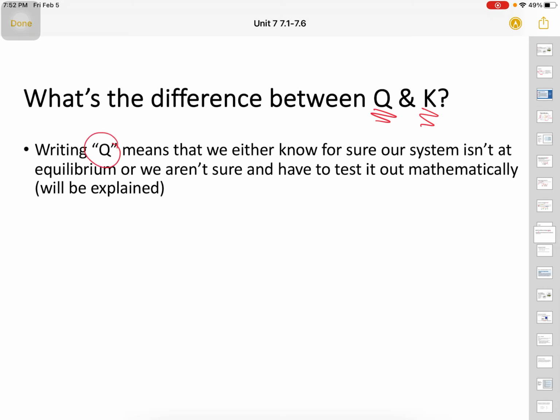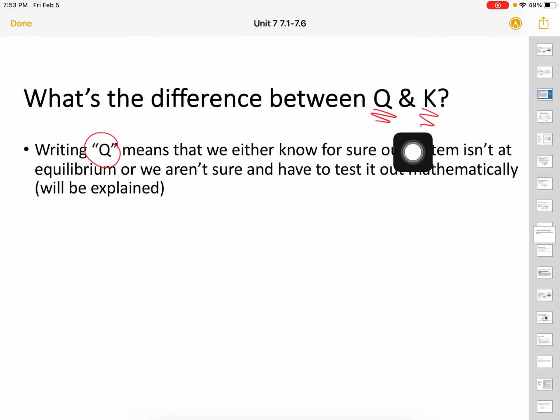Q means one of two things. We either know for sure that our system isn't at equilibrium, like currently, or we're not sure and we've got to calculate and test it out mathematically, which I'll explain later. Saying Q means we don't know if this is at equilibrium or not. Saying K means we know this is at equilibrium. The setup is exactly the same. The math will be exactly the same.